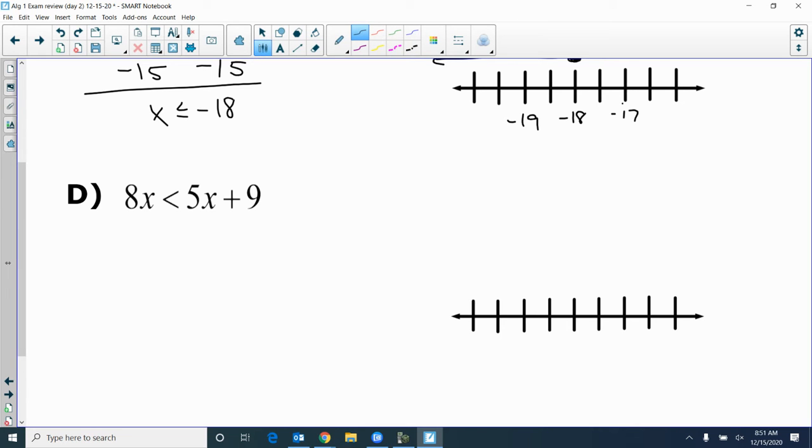This one only has an X on the one side. You never want to clear out a side. We don't want to subtract that 8X. Okay, Christian? Oh, subtract 5x. Okay, good. I would subtract the 5X. Like you said, 3X is less than 9. Divide by 3. All right, end up with X is less than 3. All right, graph that.